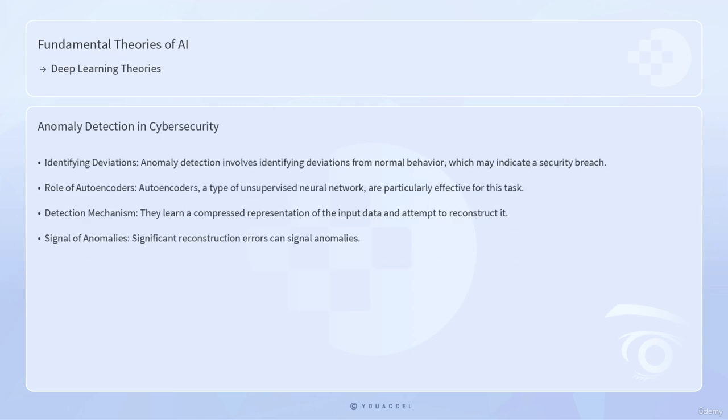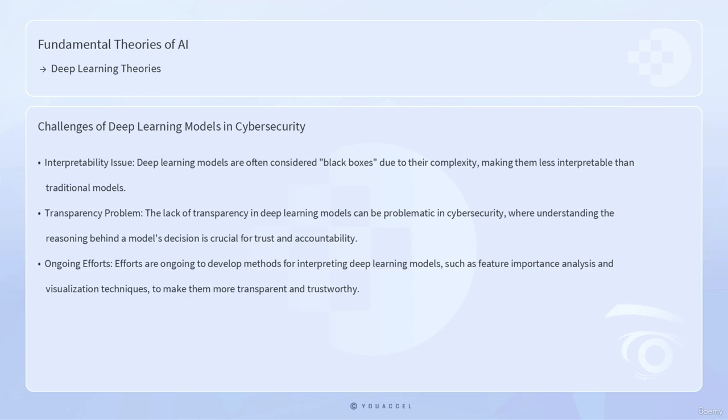Anomaly detection in cybersecurity involves identifying deviations from normal behavior, which may indicate a security breach. Autoencoders, a type of unsupervised neural network, are particularly effective for this task. They learn a compressed representation of the input data and attempt to reconstruct it. Significant reconstruction errors can signal anomalies. Autoencoders have been successfully applied to detect anomalous activities in various cybersecurity domains, providing a robust tool for identifying potential threats.